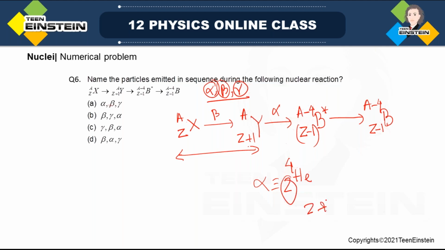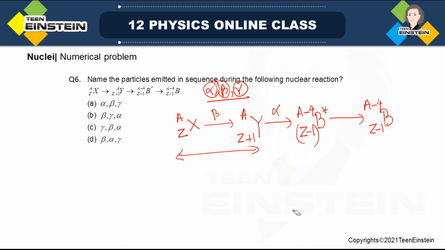If there is Z plus 1, then minus 2. So this will be the new atomic number of the new nucleus, so it becomes minus 1, Z minus 1. Okay, so the second one is alpha decay. So beta decay and alpha decay.